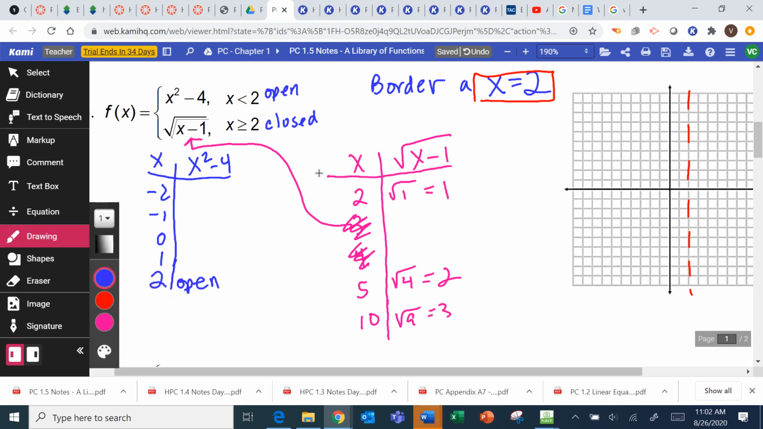Remember, if you square a number, it becomes positive. So this would be 4 minus 4 is 0. 1 minus 4 is negative 3. This would be negative 4. This would be 0.